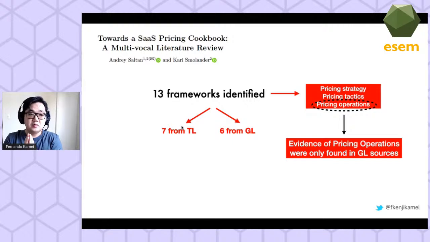In this multivocal study that investigates software as a service pricing aspects, from the aspects covered, pricing strategy, pricing tactics, and price operations were only found in gray literature sources.